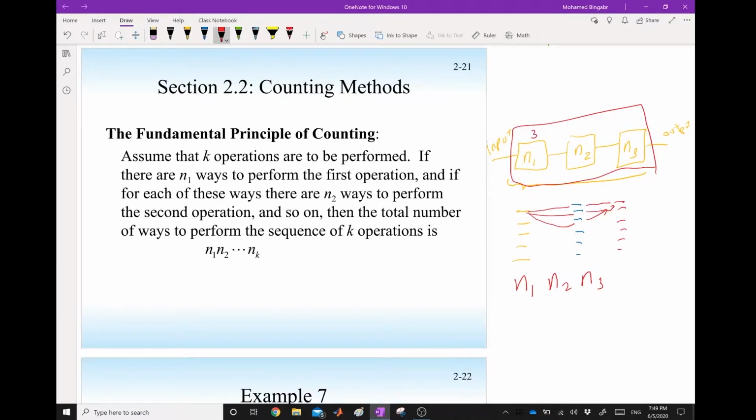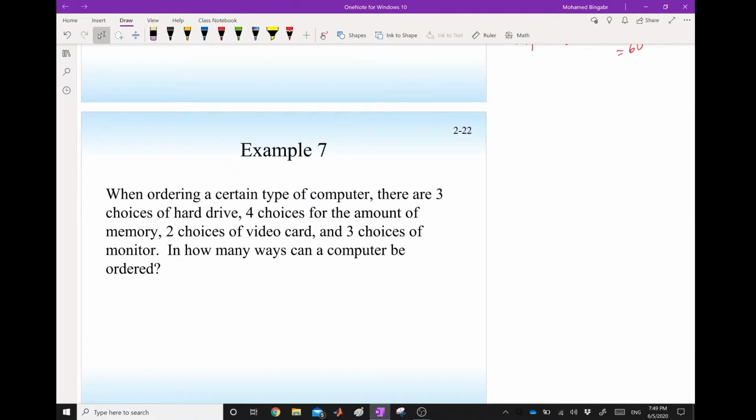So if n1 equal 3 and this is 4 and this is 5, then there are 3 times 4 times 5, that is 60 different way to process the input. Let's look at this example.